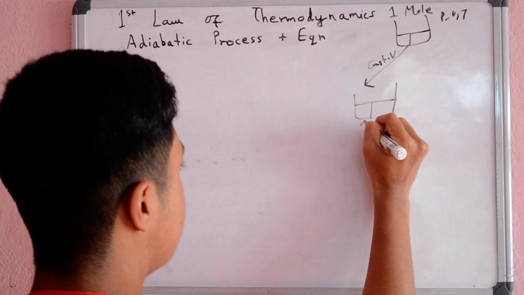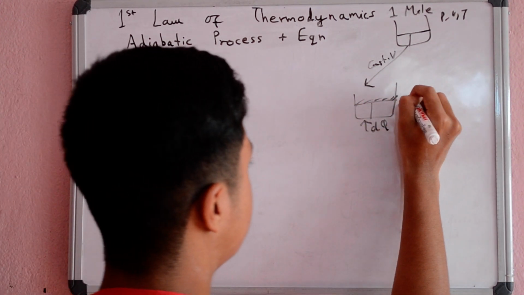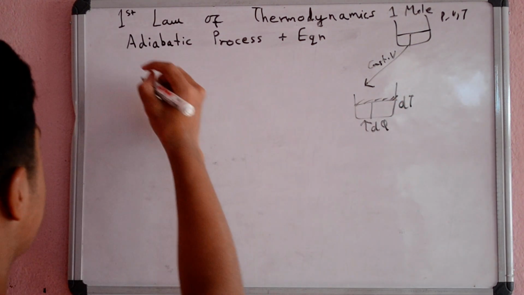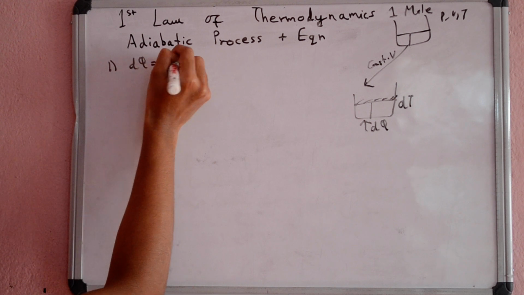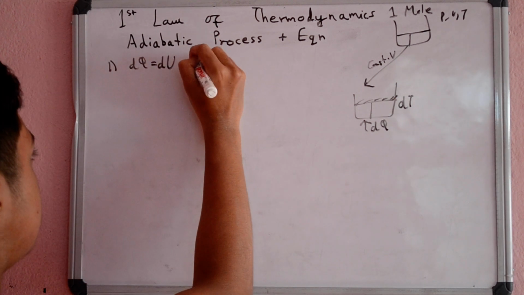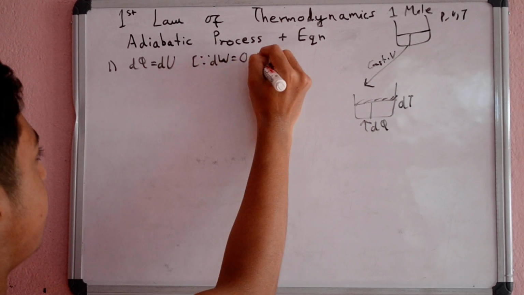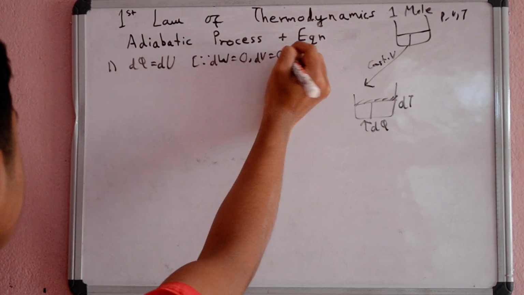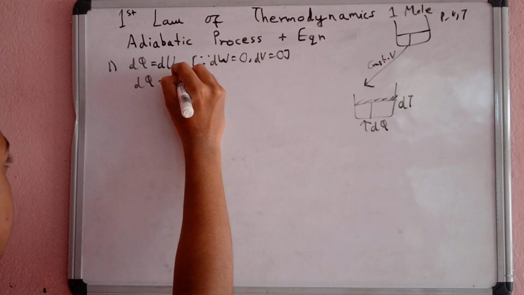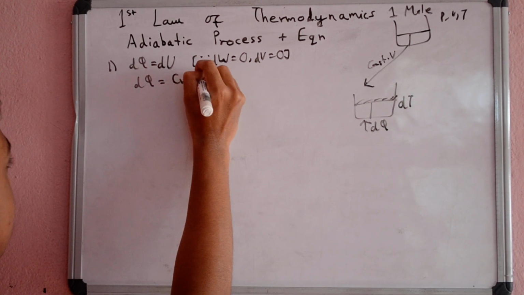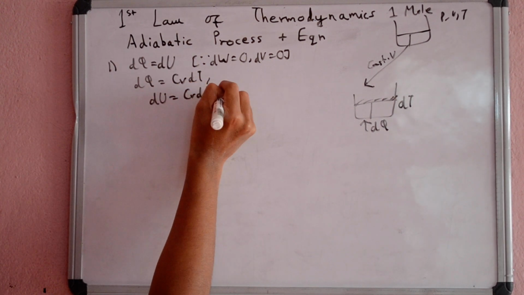we apply some heat dq, and the volume remains fixed, and there is some change in temperature dT. So we have dq equals du, since dw equals 0 as dV equals 0, and here dq equals m s dT, and m is 1, so Cv dT. So from here we get du equals Cv dT.